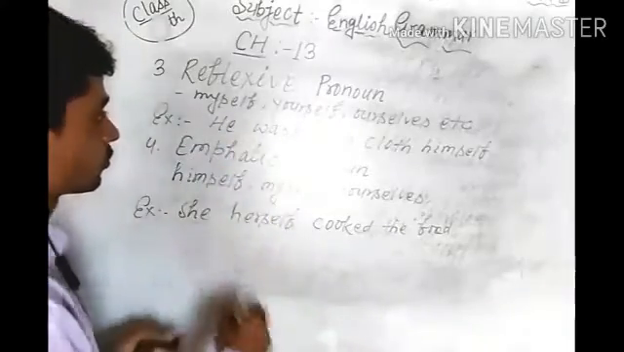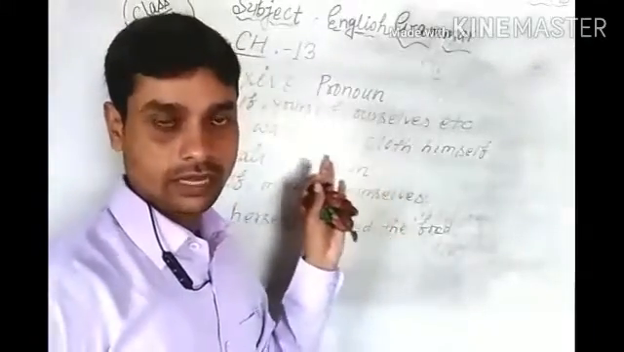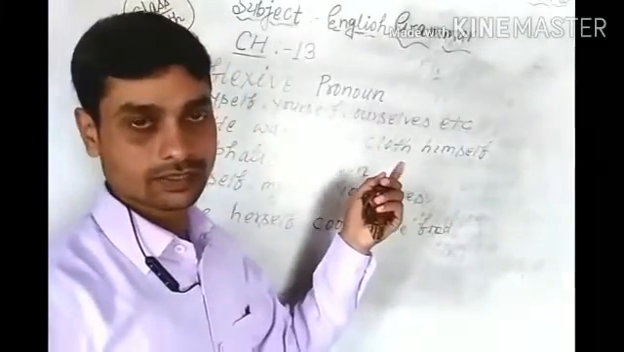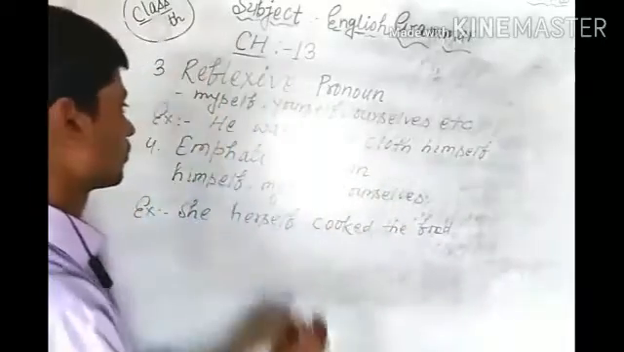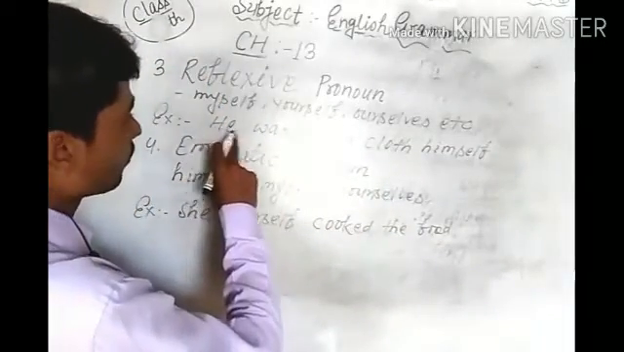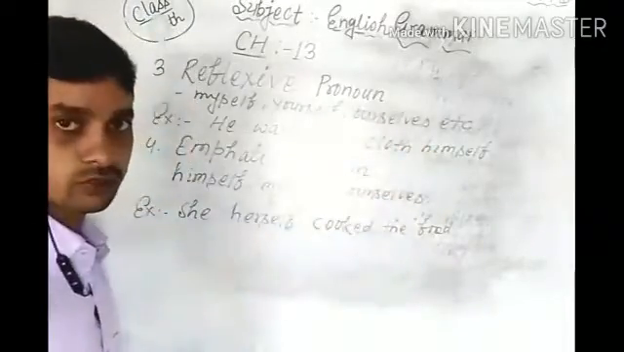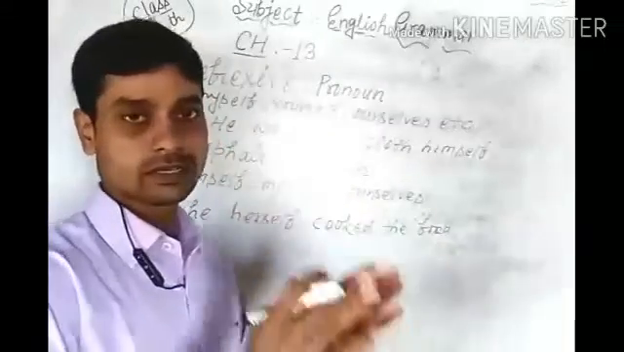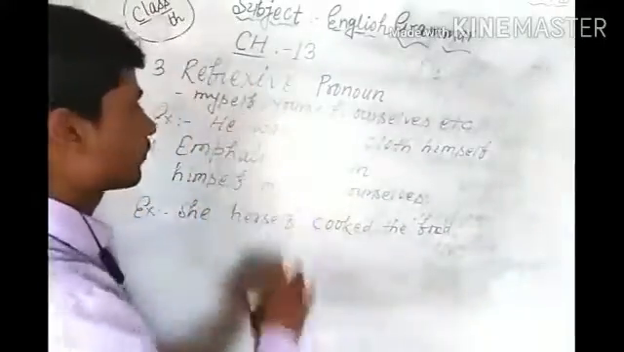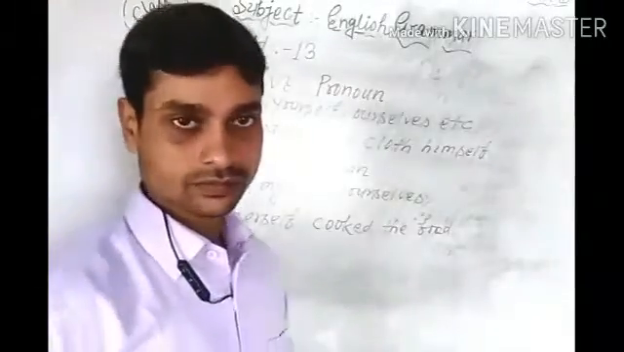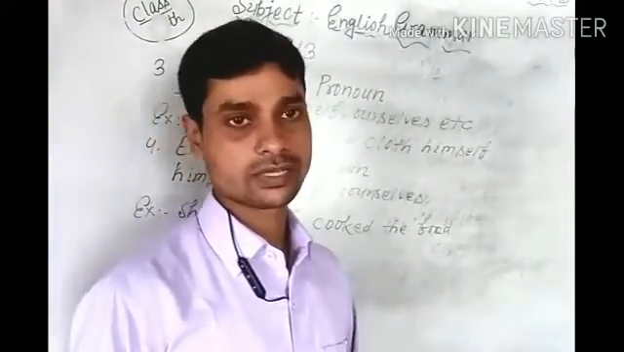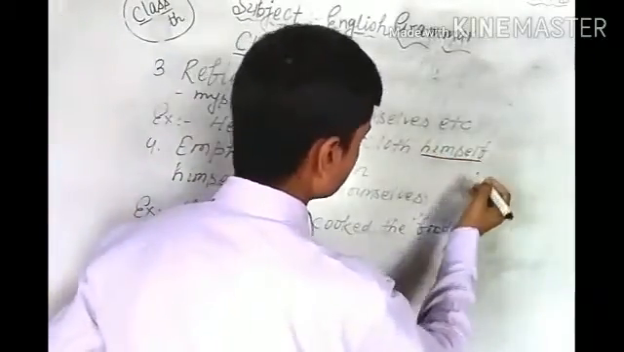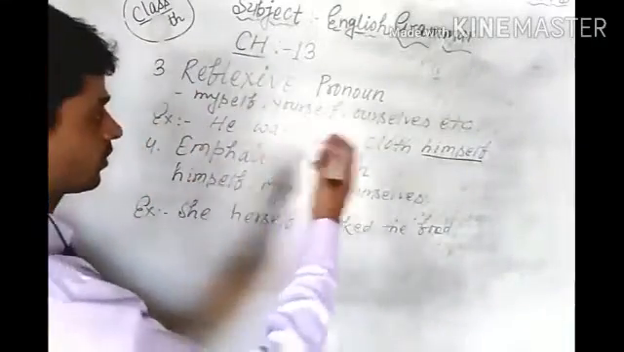What is reflexive? Just after the verb, if myself, yourself, ourselves, etc. is used, that is called a reflexive pronoun. In this sentence you can look: he washes his clothes himself. Okay students, if reflexive pronouns are used after the verb or in the place of an object, that is called a reflexive pronoun. And in that sentence there is no emphasis, no pressure. Look, in the sentence himself is used as an object after the verb.